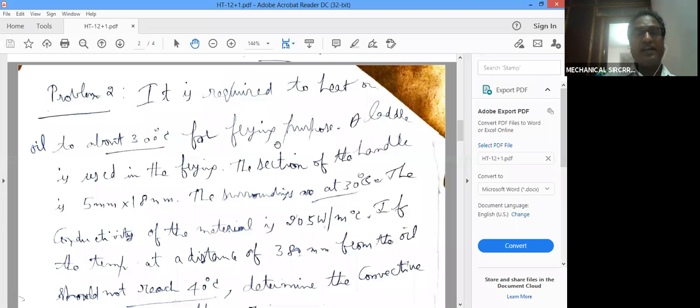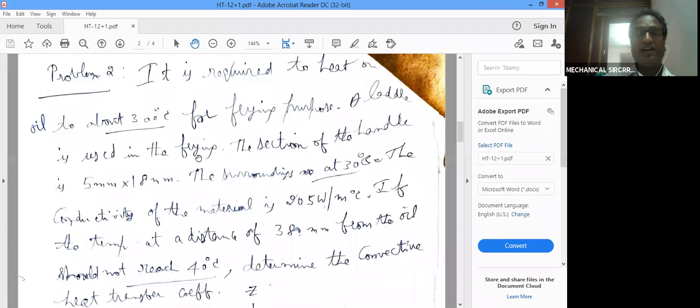At your home, in your kitchen, if you want to fry your snacks, you want to fry them in oil. For example, you have to heat it to 300 degrees centigrade. A ladle is used in the frying. A ladle is just like a pan, a bowl. In the bowl, you pour the oil and heat it. For that, the handle will be there. That is the ladle handle. So a ladle is used in the frying.